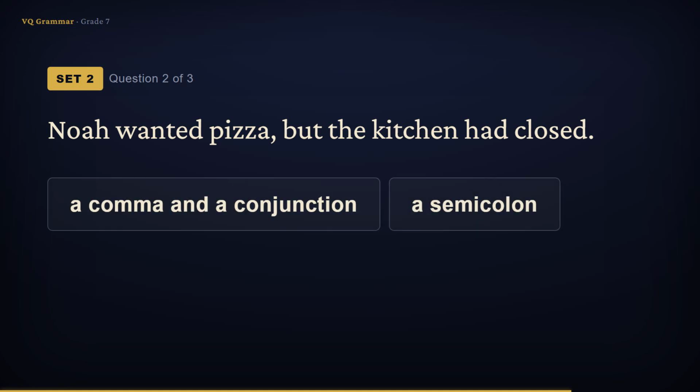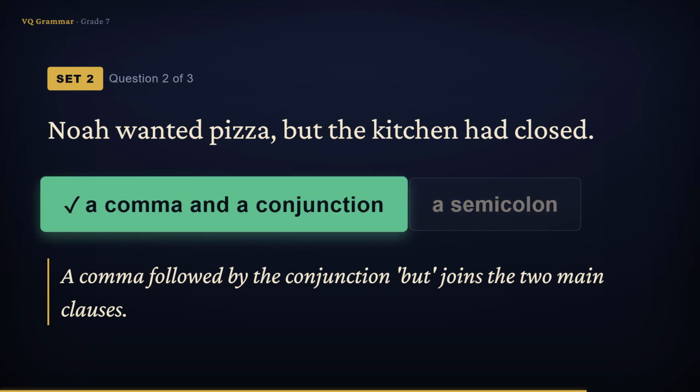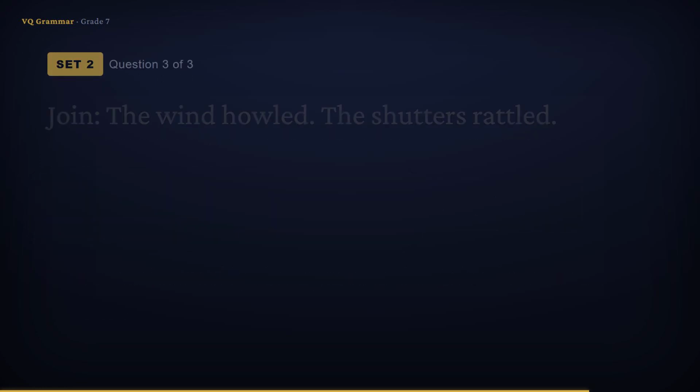Noah wanted pizza, but the kitchen had closed. Check the join between the clauses. There's a comma, and right after it, the joining word but. So the answer is a comma and a conjunction.